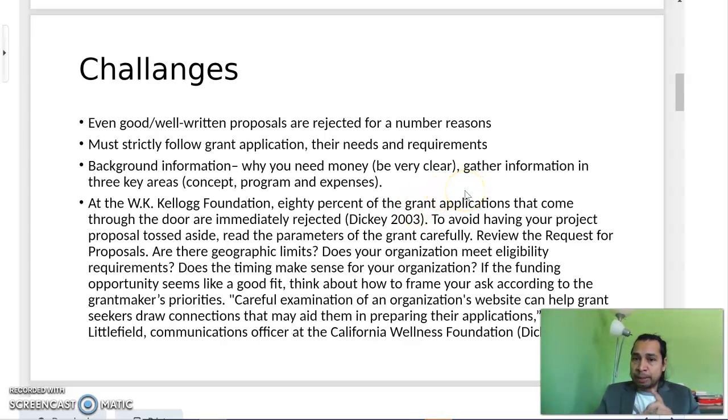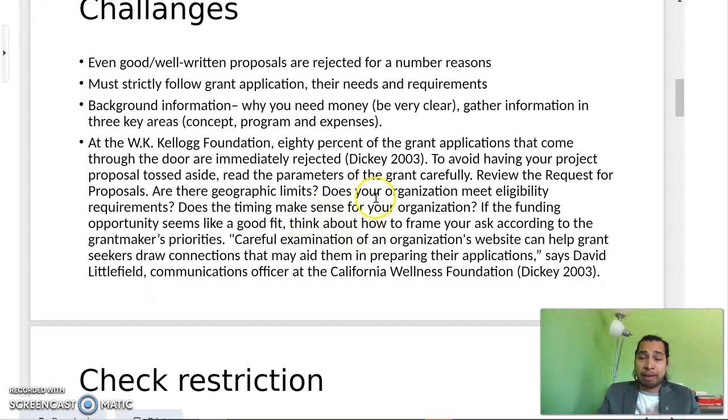And then also you should be able to gather information in 3 key areas. One is concept. What is the concept of your program, of your proposal, the funding that you're looking for, and what is the program about, and how much are the expenses, what's the budget, how much money you need for what expenses. Okay, that is very important. So there are other examples why it might be a challenging thing. So here is an example I've given you. I'm not going to read it, so everything is in your PowerPoint slides. So keep those things in mind.